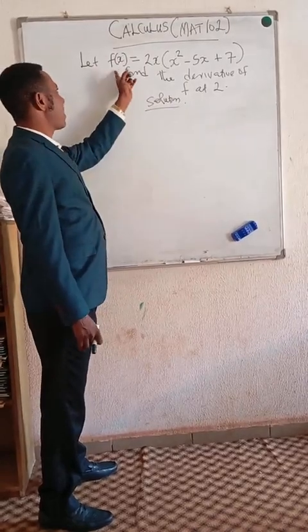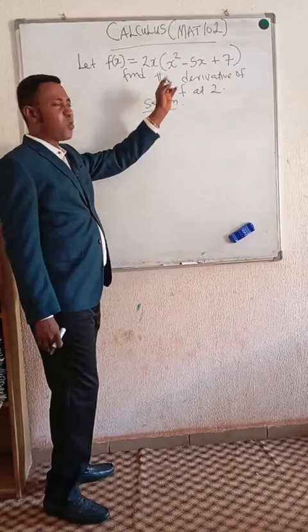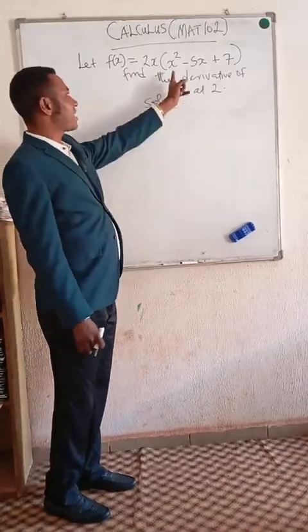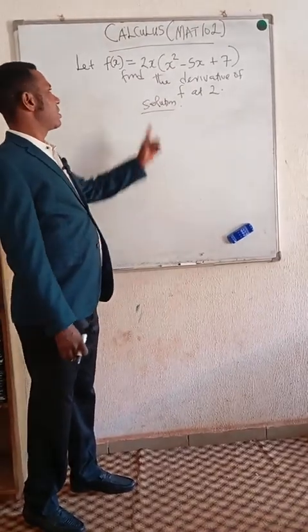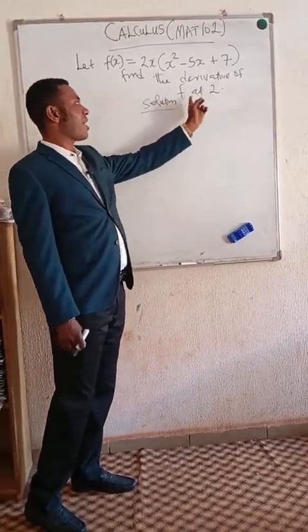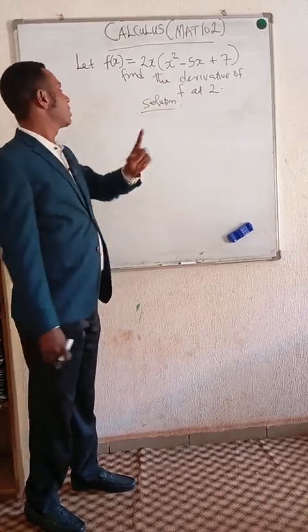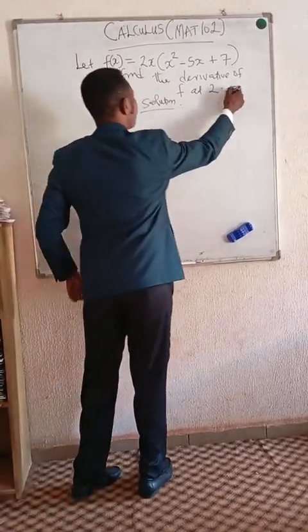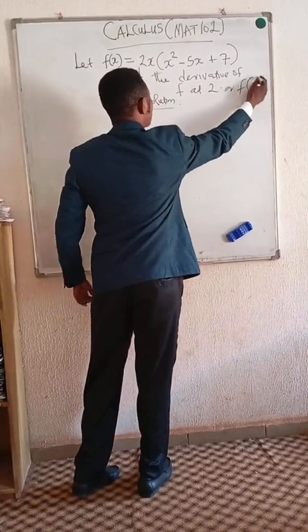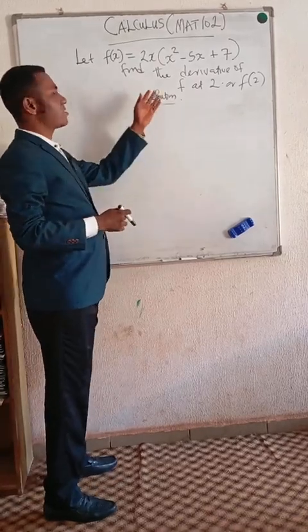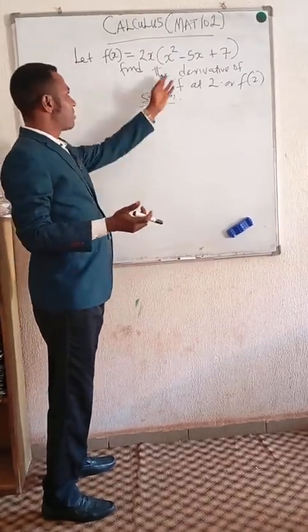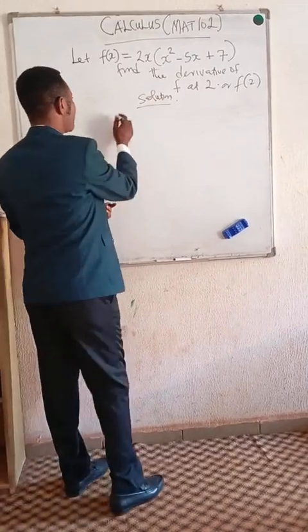Now, let f of x be equal to 2x times, open bracket, x squared minus 5x plus 7, close bracket. So find the derivative of f at point 2. Or find what? f prime of 2. You know it's the same thing. All right. Now, we are asked to differentiate it. That is the meaning of derivative. So how do we go about it?